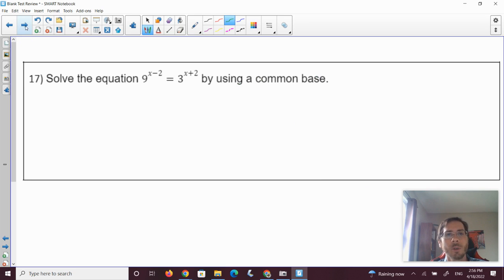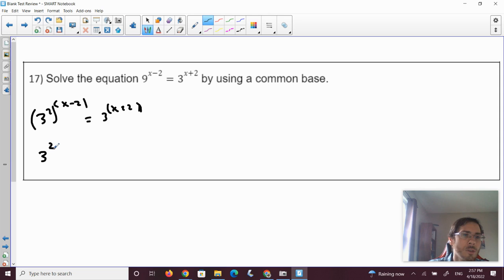For 17, solve the equation by using a common base. So if they want us to use a common base, let's go for it then. So we know that 9 is going to be 3 squared. So we got 3 to the second to the x minus 2 equals 3 to the x plus 2. Power to a power means I get to multiply. So that means I'm going to have 3 to the 2x minus 4 equals 3 to the x plus 2.